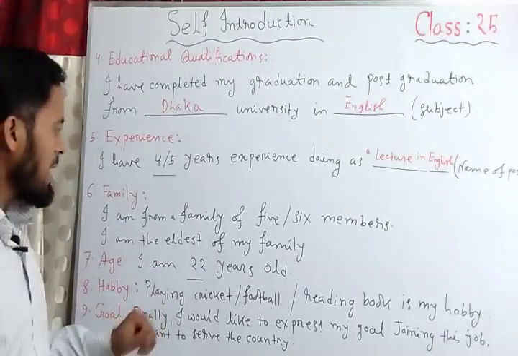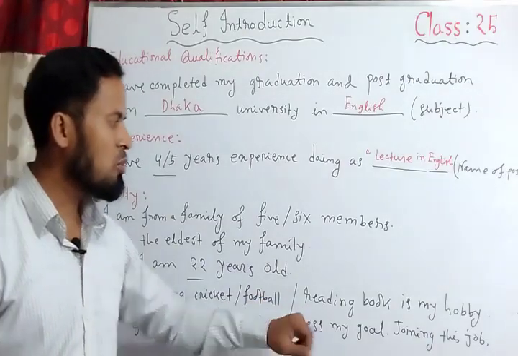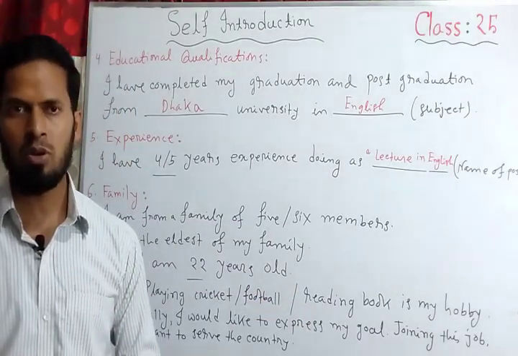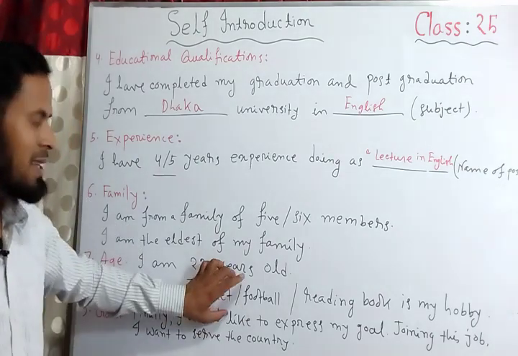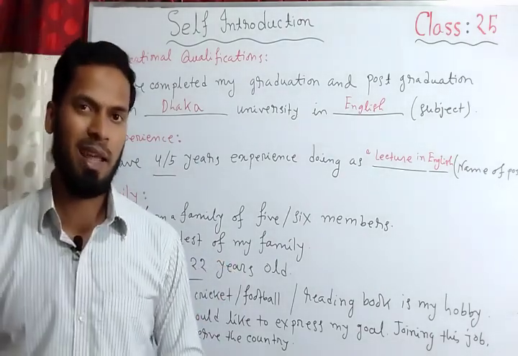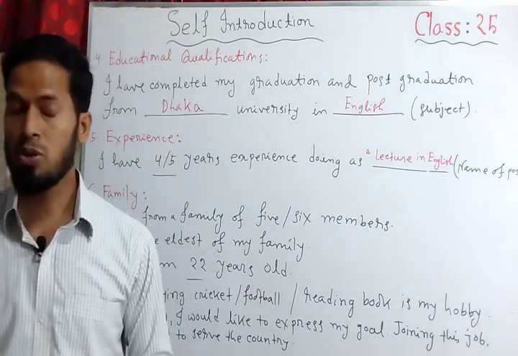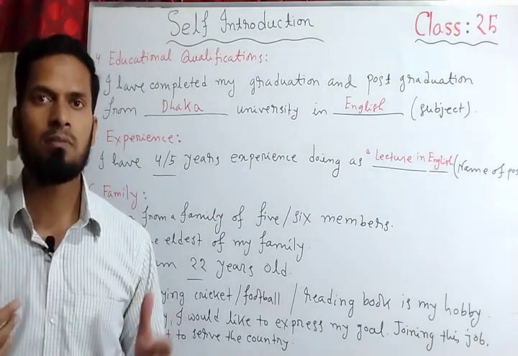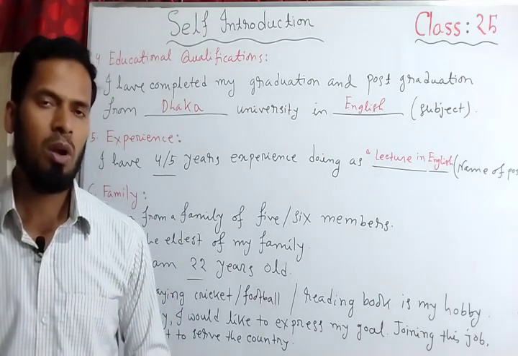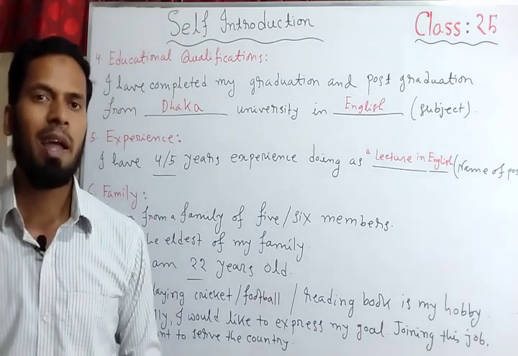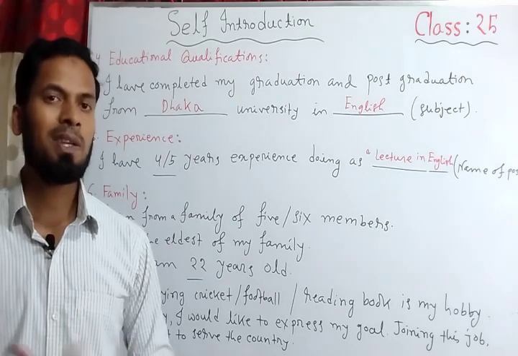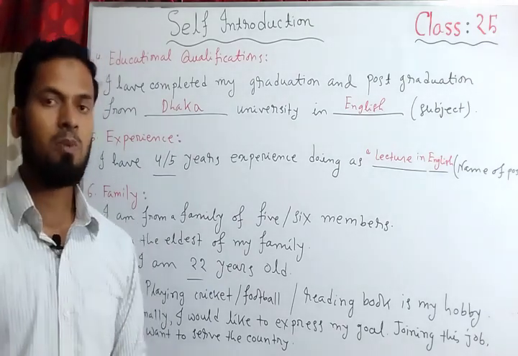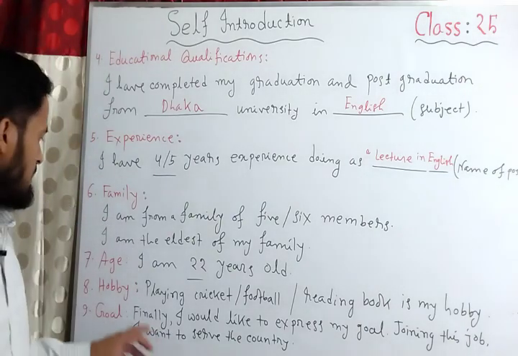Hobby. Playing cricket or football or reading book is my hobby, or anything more. Gardening can be your hobby. And you can also add here likes and dislikes. That means what do you like and what do you dislike. You can like patriotism, speaking truth, discipline, sincerity, and dislike can be speaking ill of others.